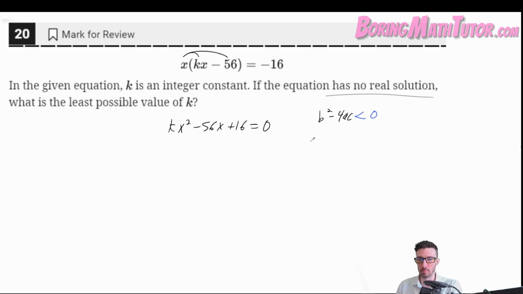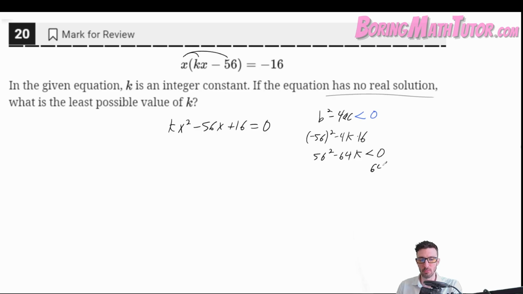So let's see, what's our b in this case? It's negative 56, so it should be negative 56 squared minus 4 times a is k, and c is 16. Now that'll simplify to minus 64k. This will just be the same thing as positive 56 squared. The negative doesn't matter when you're squaring. And that's got to be less than 0.